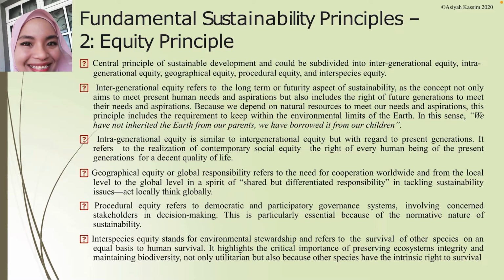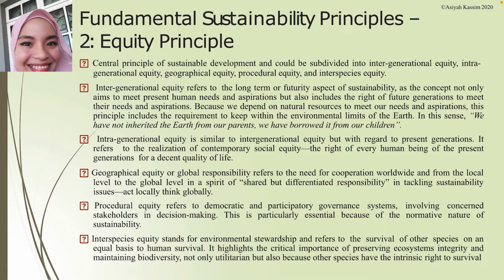So basically, it refers to the need for cooperation worldwide and also from the local level to the global level in the spirit of shared but differentiated responsibility in tackling sustainable issues. Like we need to act locally and think globally. For example, like how these 193 member countries of the United Nations work together towards the sustainable development goals. So this is what we call geographical equity. Next, number 4 is the procedural equity.